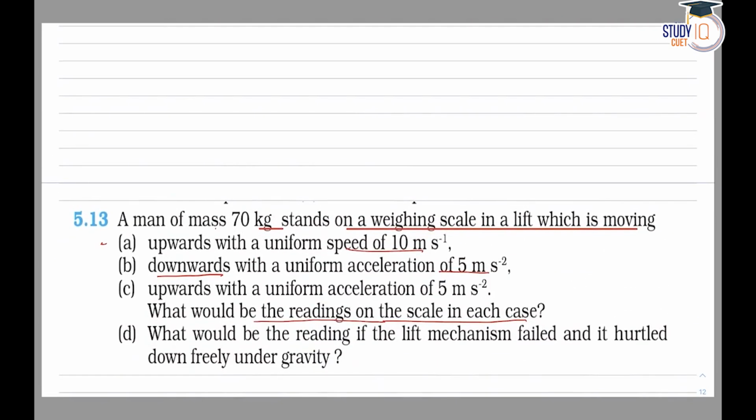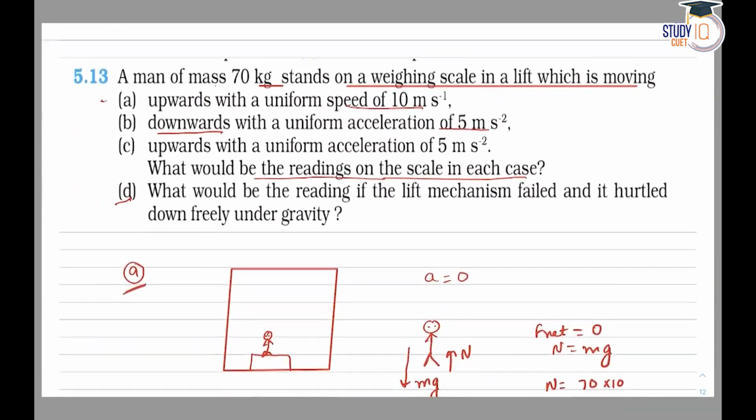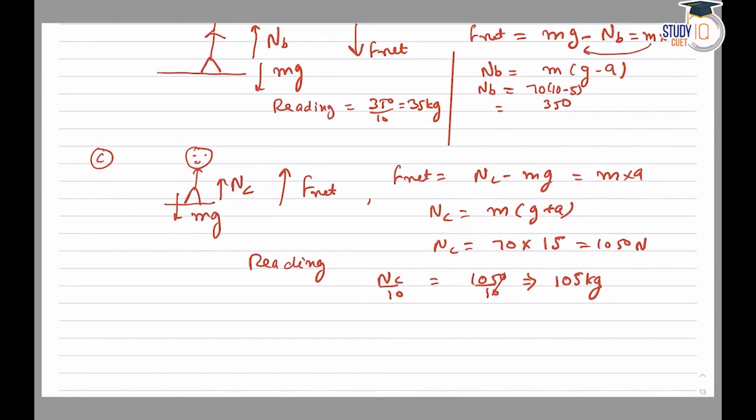And now moving to the last part, which is D. What would be the reading if the mechanism failed and the lift fell under gravity? In case of free fall, we know that the acceleration of the lift is vertically g downward. In case of free fall, the acceleration of the lift is g in the downward direction. So in this case, the lift is moving in the downward direction with acceleration g.